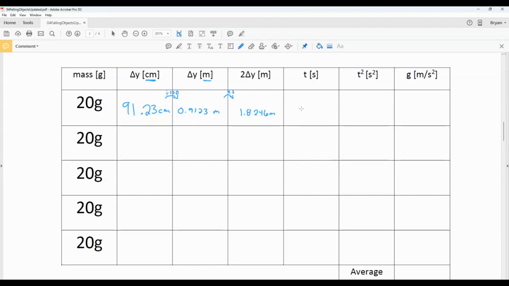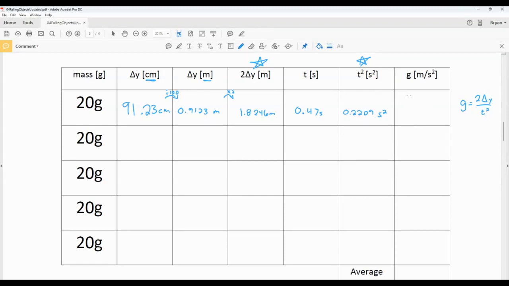Okay, and then let's say that this object took 0.47 seconds to fall. So a little less than half a second to fall this height and then hit the ground. If we're going to take and square that up, so just taking this and multiplying it by itself, then that's going to give us 0.2209, and then when seconds get squared, they just turn into seconds squared. So I want you to recall from the formula that gravity was 2 delta y over t squared. So we found 2 delta y, we found t squared, that's what these columns are for. And we can just plug in and divide those.